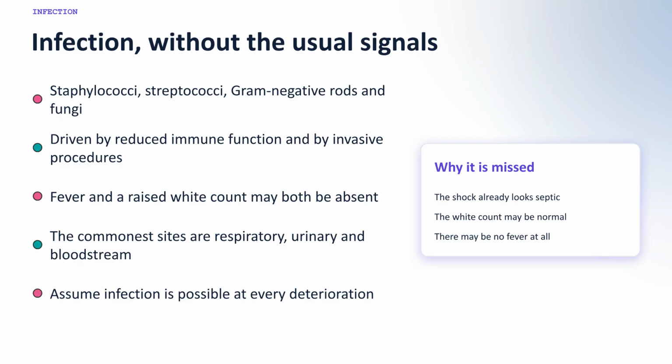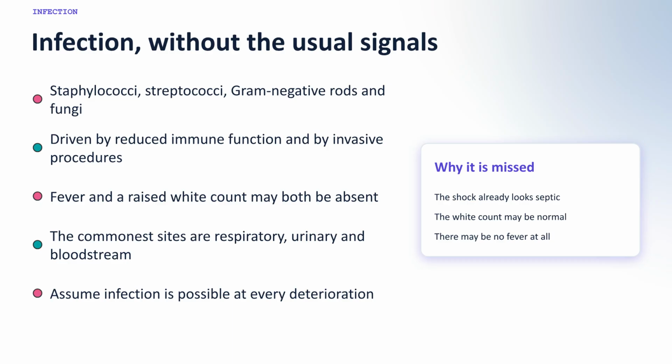Infection is the complication that catches teams out. The organisms are staphylococci, streptococci, gram-negative rods, and fungi, driven by impaired immune function and by every invasive line and procedure. And here is the problem. Fever may be absent, the white count may be absent, and the patient's shock already looks septic because of the vasodilation.